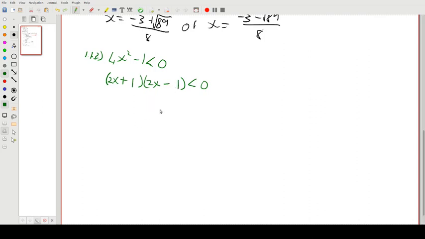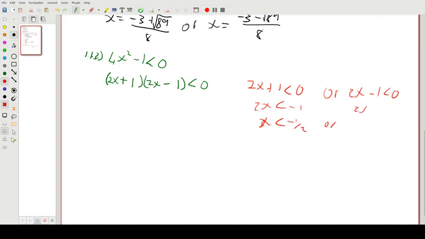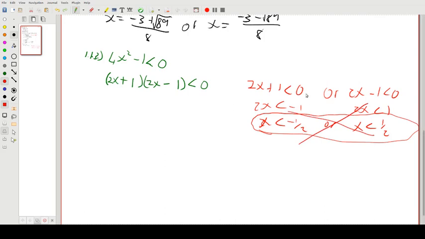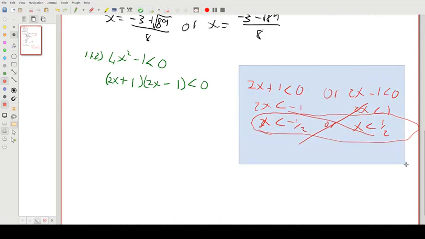Now the wrong thing to do would be to say, aha, now we can say 2x plus 1 is less than 0, or 2x minus 1 is less than 0, and then solve from here. So 2x less than negative 1, x less than negative half, or 2x less than 1, x less than a half. This would be the answer that some people got, and this is wrong. This is not what we want. We cannot just do that. I'm going to get rid of that quickly and show what we should actually be doing.